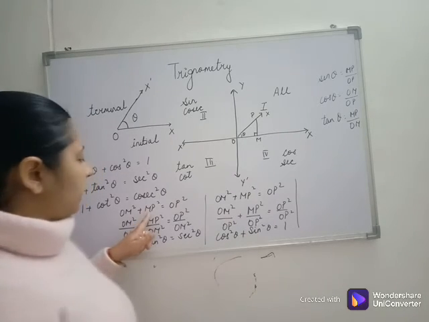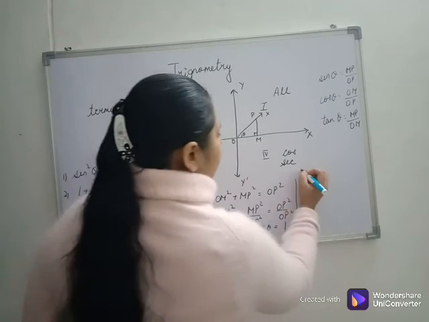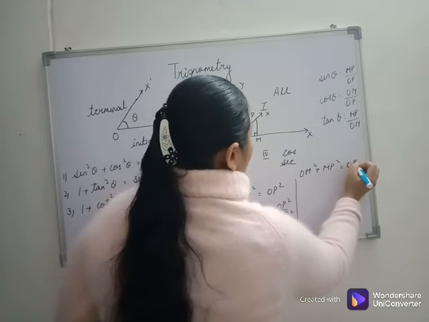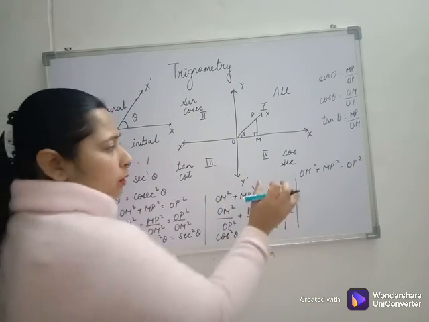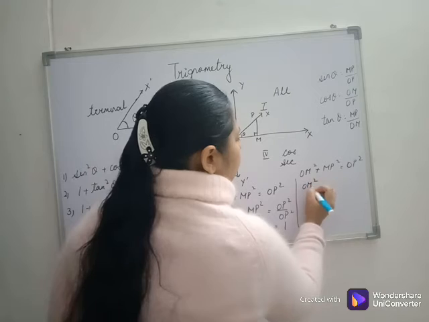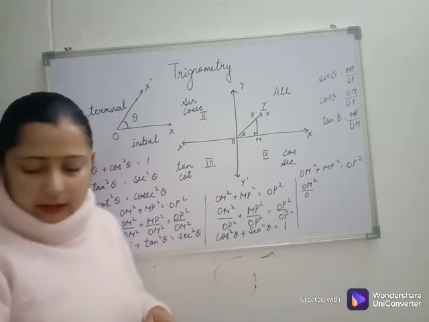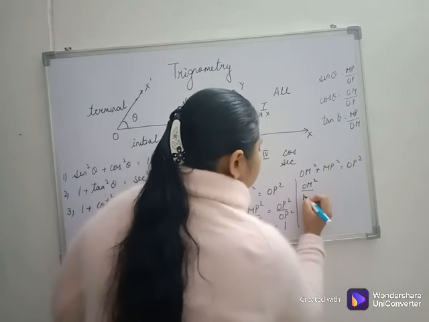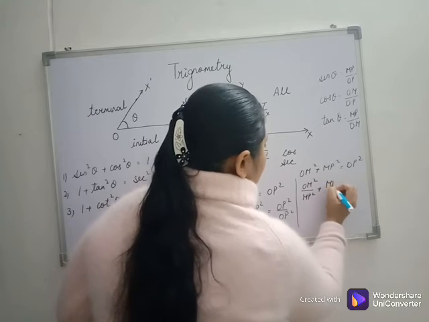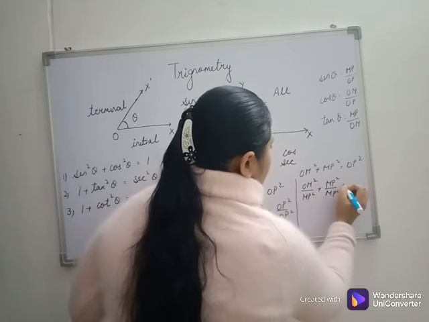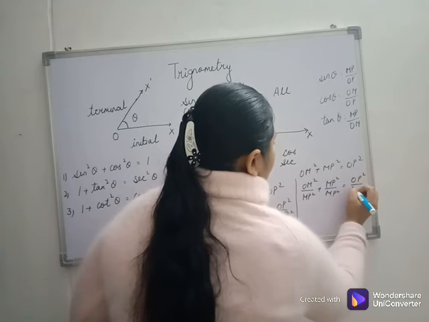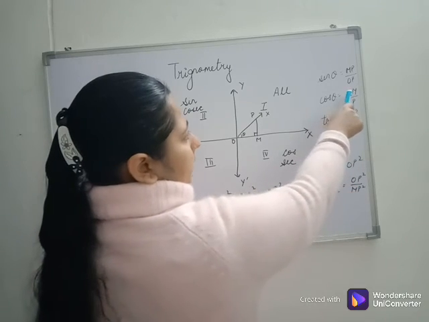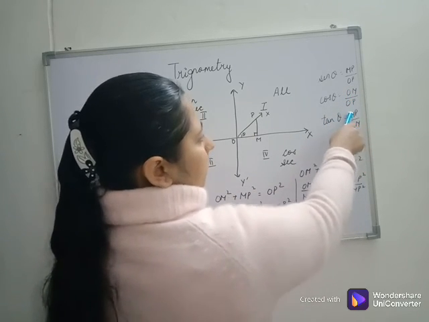That is divided by MP square now. Okay. Again I am writing the same identity. OM square plus MP square is equal to OP square. Now I am dividing it by MP square on both sides. I get OM square by MP square plus MP square by MP square is equal to OP square by MP square. OM square by MP square. OM by MP is tangent square theta.